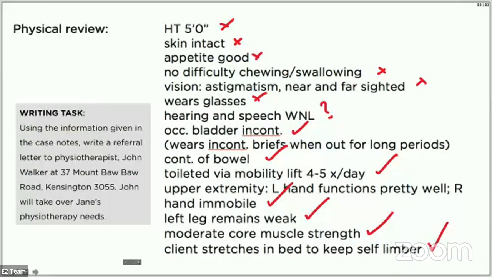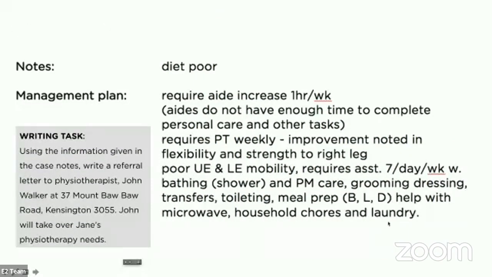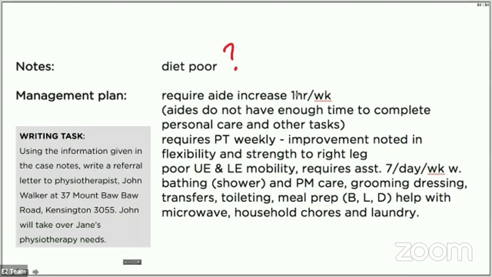And the fact that she exercises in bed is also important for the physiotherapist. Diet poor. Well, does the physio need to know about this? It possibly might be worth mentioning. Here, we've got the same thing. I've added an extra little case note here that says requires physiotherapy weekly, and this would all of a sudden become important. Here, though, that she requires transfers, toileting, meal prep, etc., all of a sudden becomes unimportant because we're not asking the physiotherapist to do the job of the home care nurse.